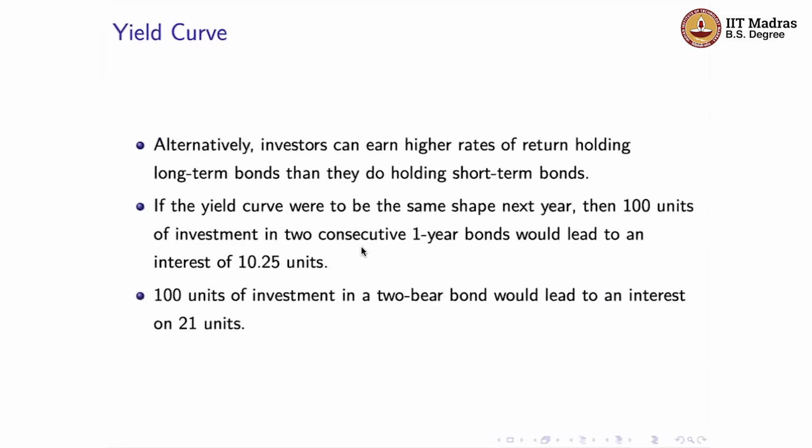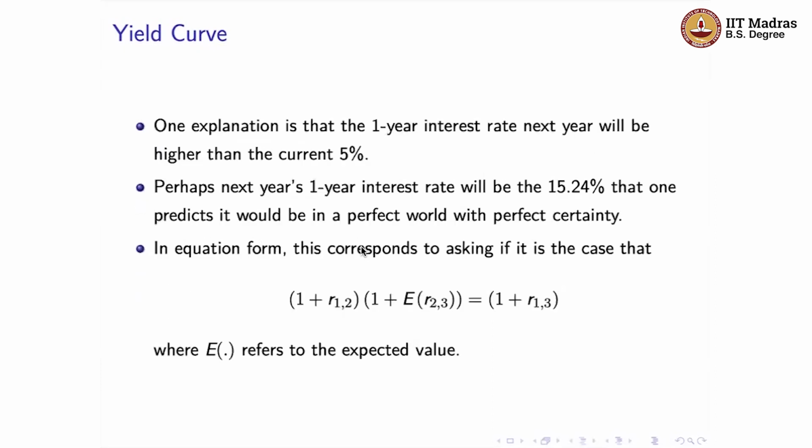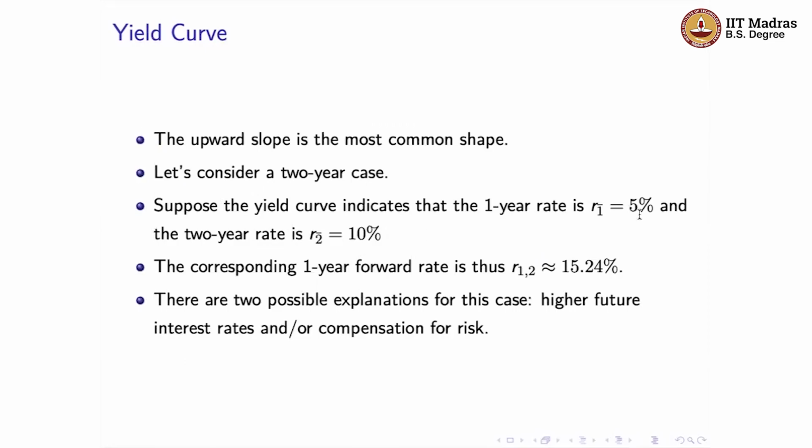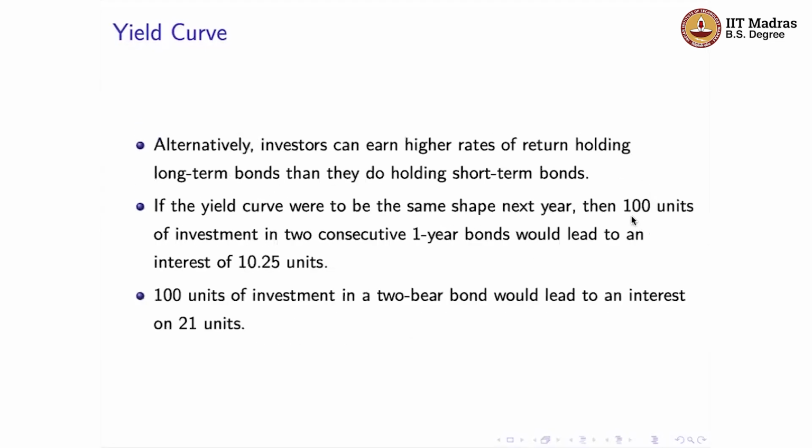Okay. So in that case, if you had invested 100 units in 2 one-year bonds starting from now, so first you invest in a 1 year bond from today to next year, and next year again you invest into a 1 year bond from next year to the year after that, right? So if the rate was this 5% in both cases, you will end up getting a total interest of around 10.25 units, right? On the other hand, if you had actually invested in a 2 year bond today, you will end up getting an interest which is going to be close to 21 units, right?